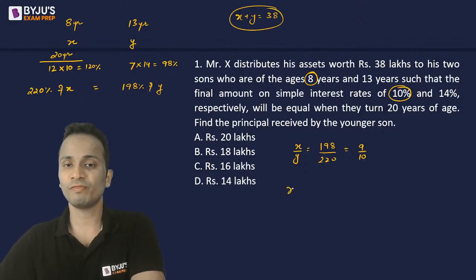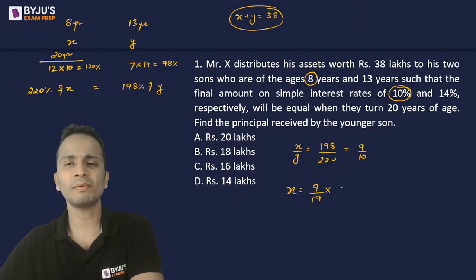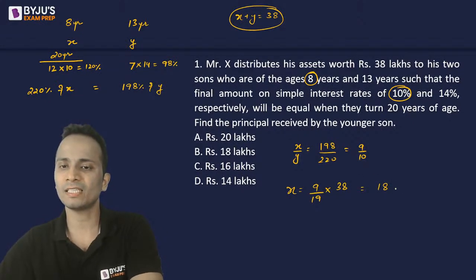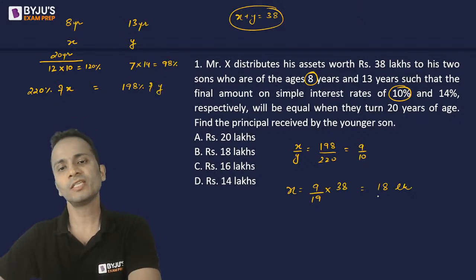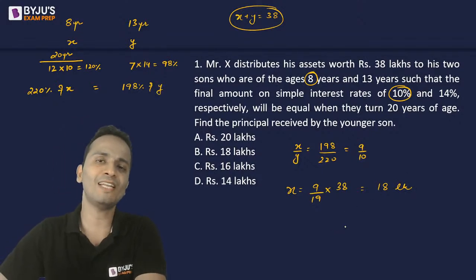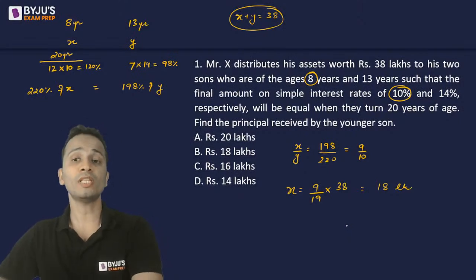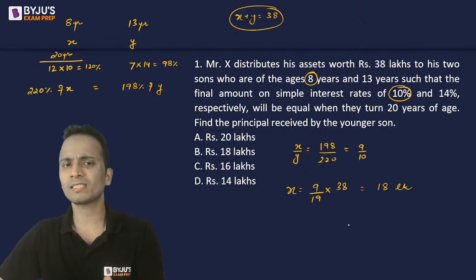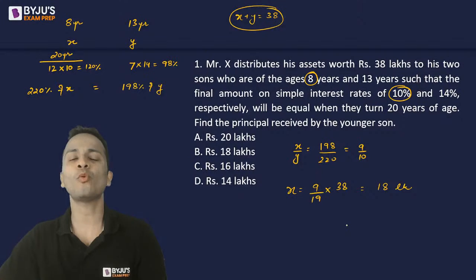38. So the value of x will be equal to 9 upon 19 multiplied by the total money, which is 38 lakhs. Upon simplification, I get the value of x as 18 lakhs, right? So the value of x is 18 and the value of y will be 20. So the younger son will get 18 lakhs and the elder son will get 20 lakhs.